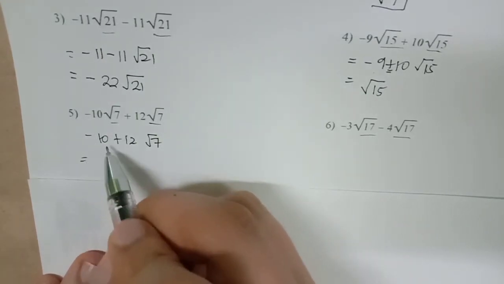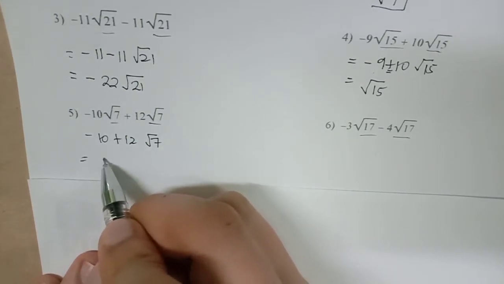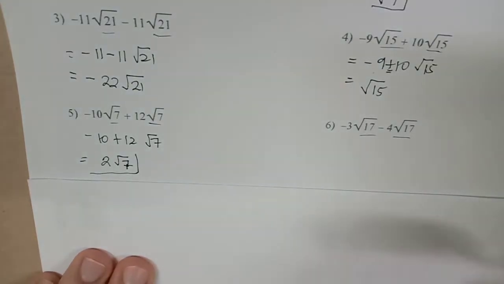Okay, so we have negative 10 plus 12. So, magkaiba sila, so minus tayo. So, 2 square root of 7. So, ayan po yung magiging sagot.